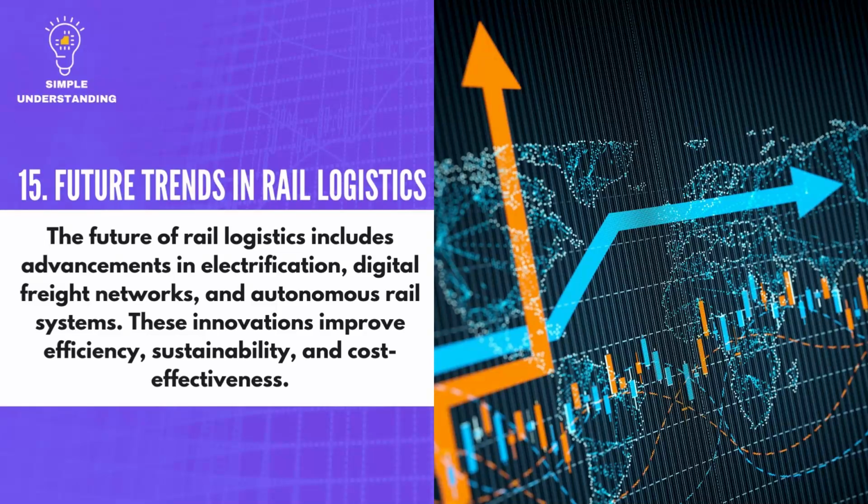15. Future trends in rail logistics. Explanation. The future of rail logistics includes advancements in electrification, digital freight networks, and autonomous rail systems. These innovations improve efficiency, sustainability, and cost-effectiveness.